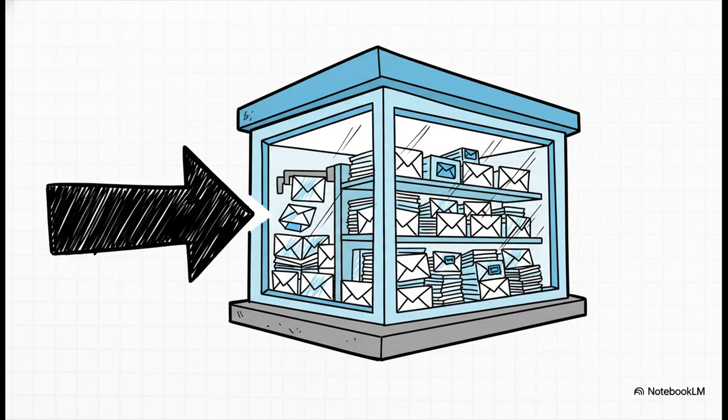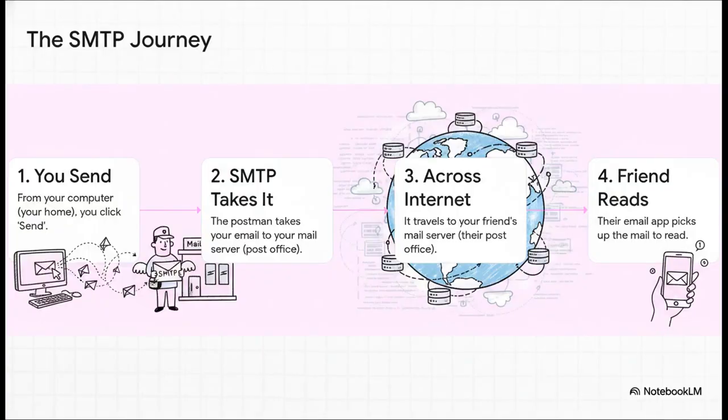And it makes sense, right? Your friend has a post office too. Their mail server is the final stop for your email on its big journey. It's where their mail is held safe and sound until they're ready to check it. So let's put it all together and actually watch the journey happen. Step 1, you're at home on your computer and you click send. Step 2, instantly our postman, SMTP, grabs it and takes it to your mail server, your local post office.